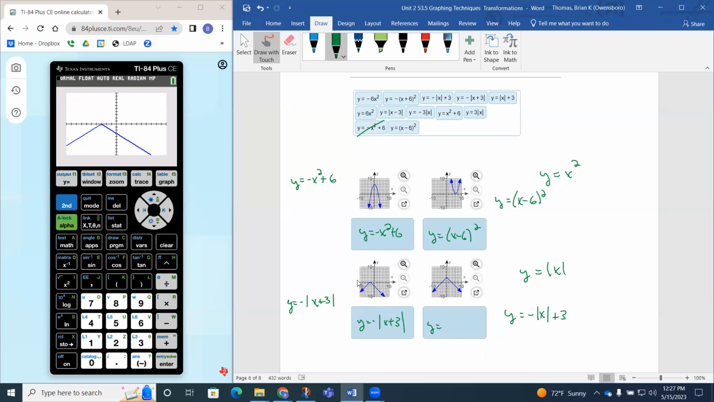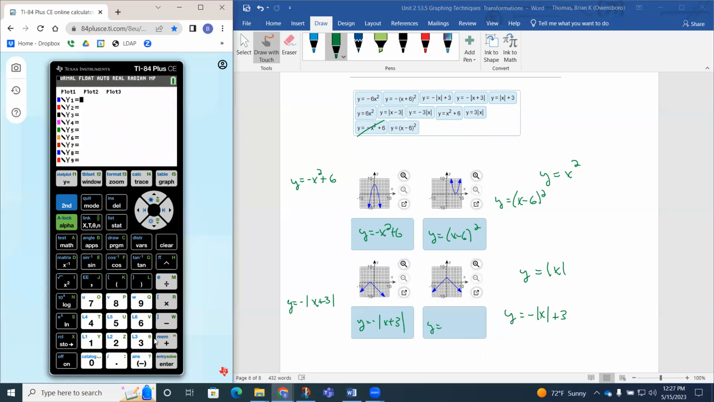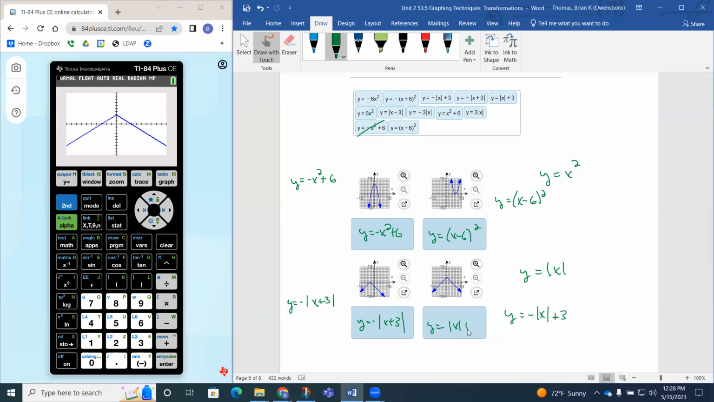Let's double check that. So y equals, clear that one off, the opposite of the math absolute value of x, come out, plus three. Graph that one. That mirrors that as well. So the opposite of the absolute value of x plus three.